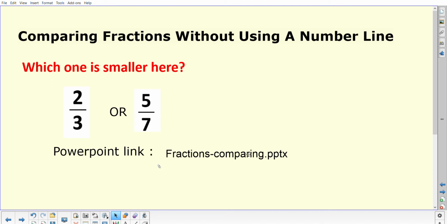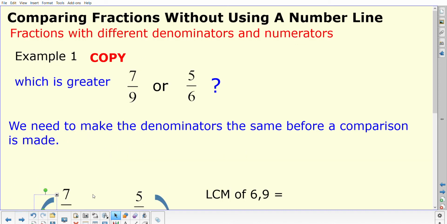So going back to the answer here, we've just seen what that is, and now we're going to have a look at some examples ourselves, and I would like you to be copying these into your jotter.